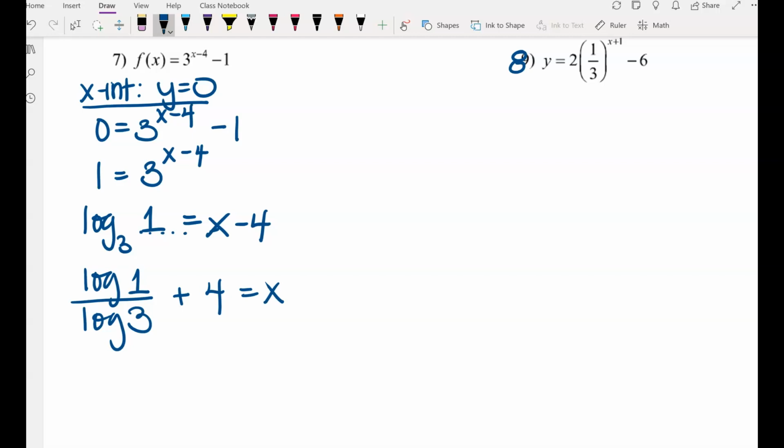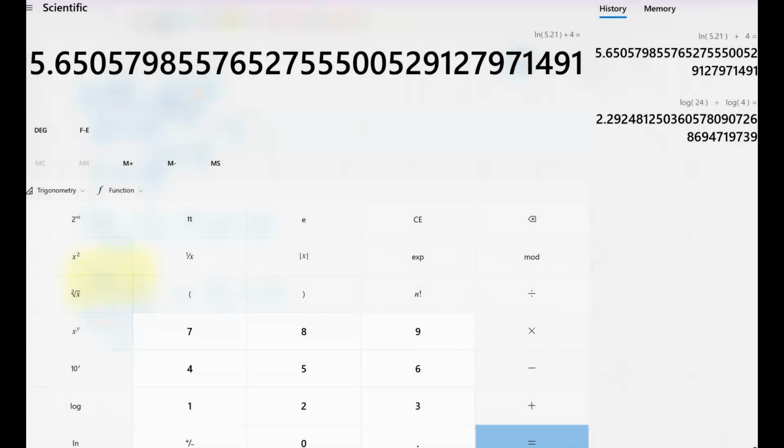Now let me tell you guys something. Log of 1, y'all, is 0. If you don't believe it, go back to your calculator and test it out. Okay, I'm going to clear it out. I'm going to put 1 first and then hit log. Whoa, it is totally 0.